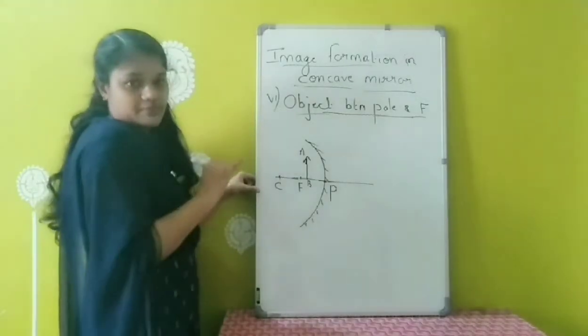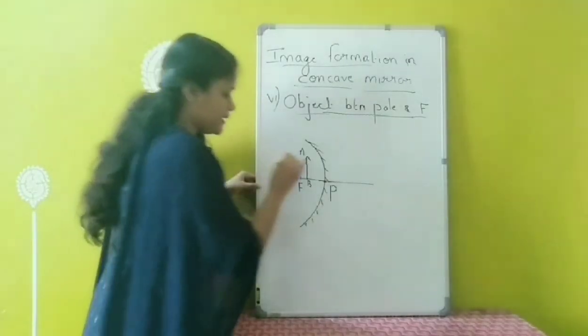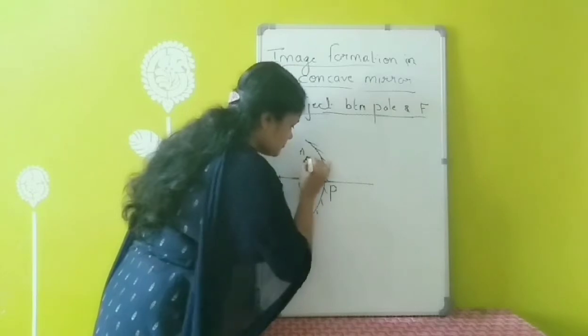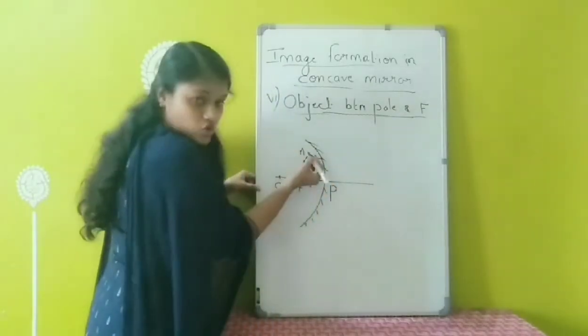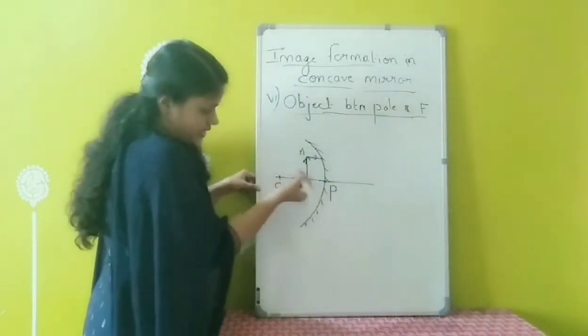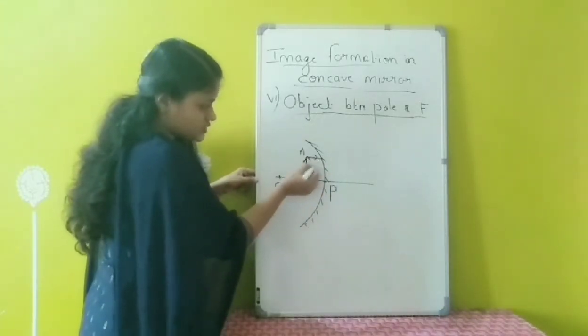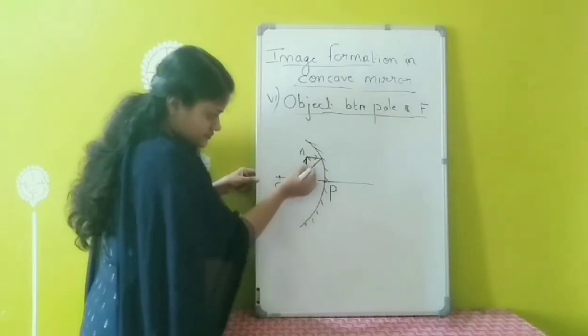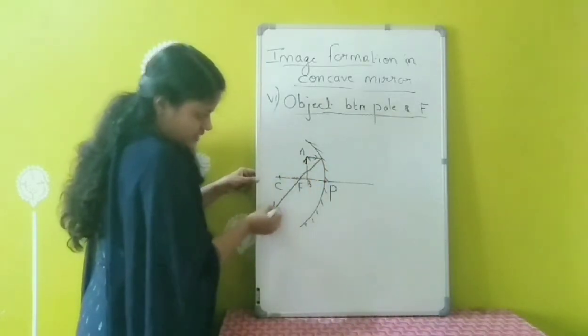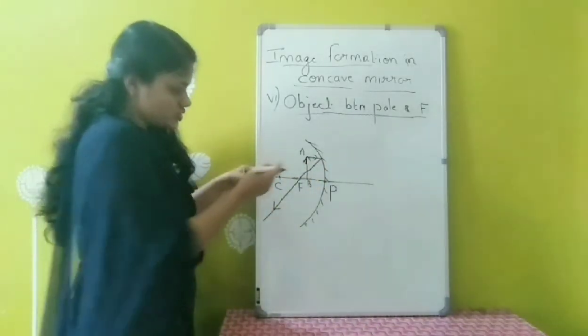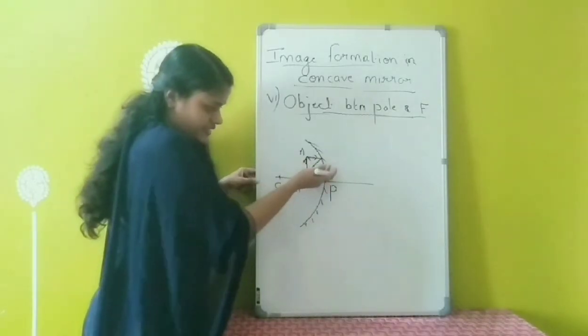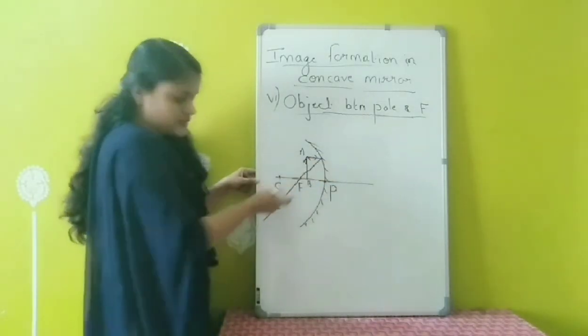And first rule I am taking. Consider a light ray passing parallel to the principal axis. This is the light ray coming from the object, falling on the mirror, parallel to the principal axis. After reflection, what will happen? This light ray will pass through the focus. So, a light ray passing parallel to the principal axis, after reflection passes through the focus.